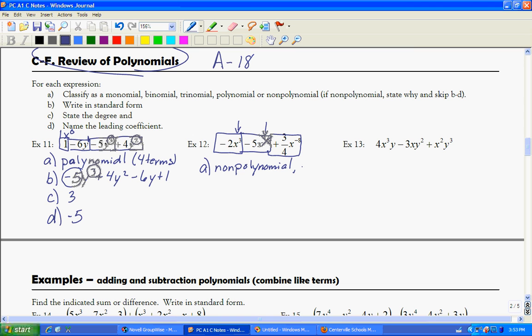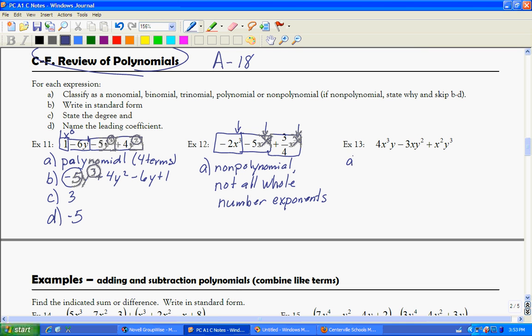And we also have to state why, and that's because we have not all whole number exponents. Okay, and then we don't have to answer B, C, or D. Now, if we also look back at number 12, we have an exponent of -8. -8 is also not a whole number. Remember, whole numbers are 0, 1, 2, 3, 4, 5, etc. So both of those disqualified it as a polynomial.